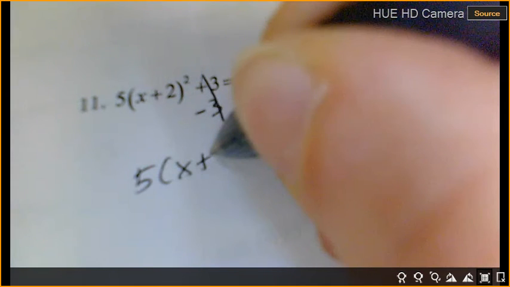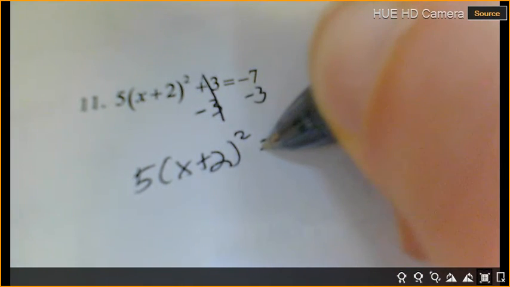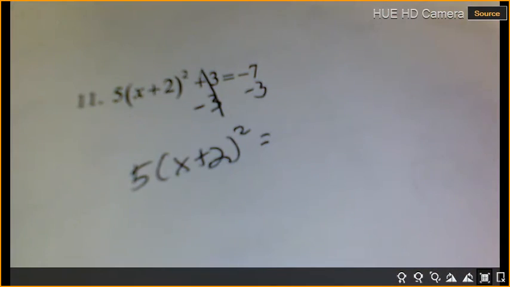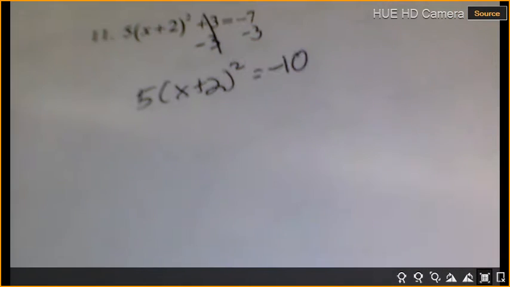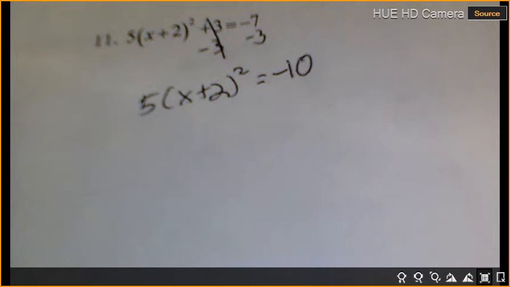So we get 5 times x plus 2 squared equals 7 minus 3... negative 10, correct. Now, is there anything being multiplied? What? 5. So we're going to get rid of the 5. So we're going to divide everything by 5.